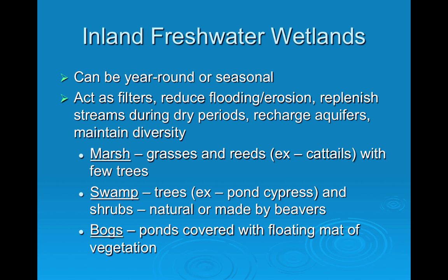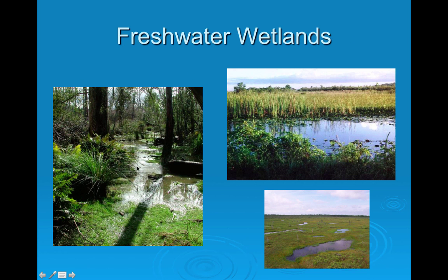And then you have things that are called bogs, which are ponds that are covered with floating mats of vegetation. So I've got a couple of pictures for you. Left-hand picture is a picture of a swamp. Upper right is a marsh. Lower right is a bog.